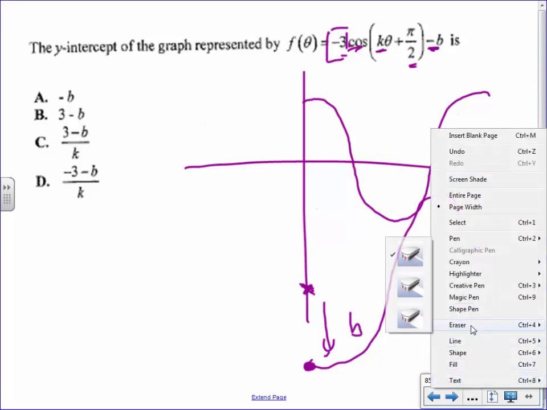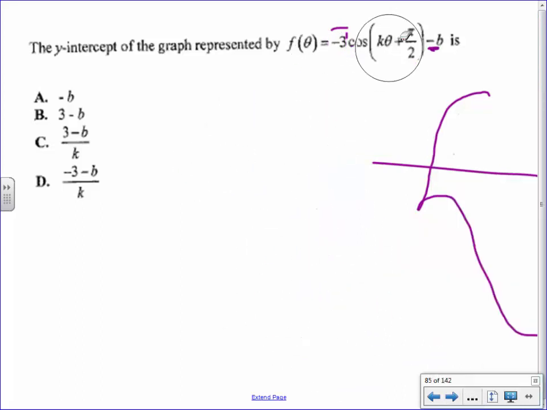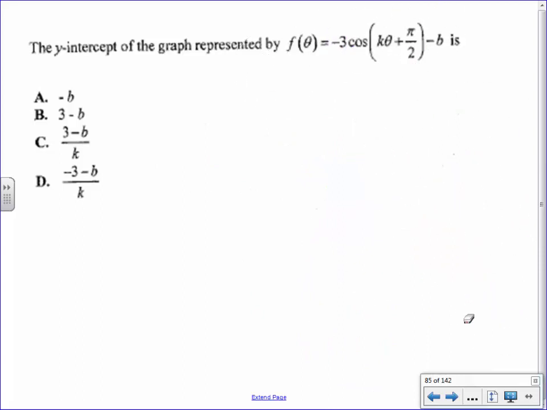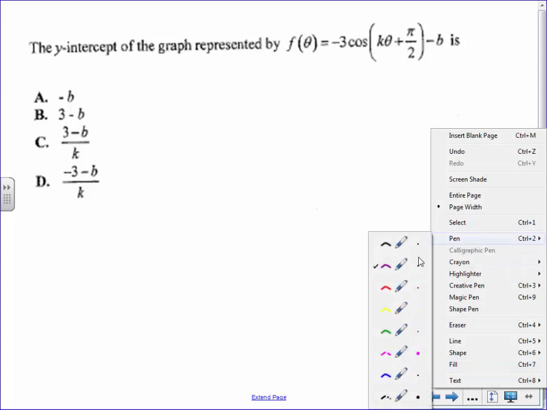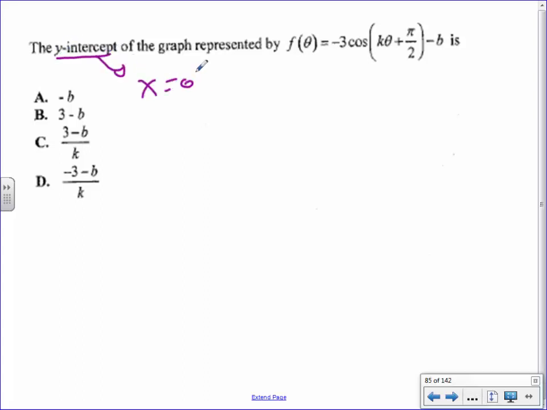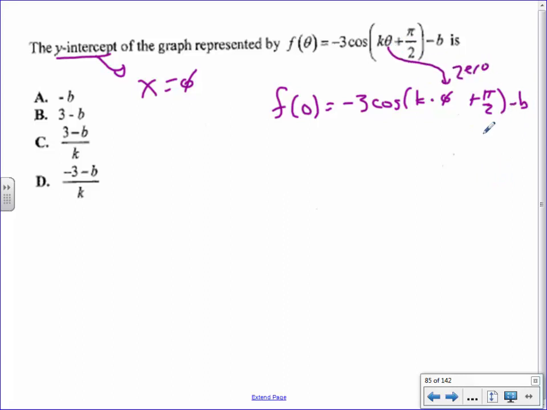What makes something a y-intercept? That's actually the key to solving this one. Although you can try to figure it out in other ways, a y-intercept means that x is 0. Only we're not using x here, we're using theta. So all I need you to do is go f of 0 is negative 3 cosine of k times 0 plus pi over 2 minus b. All I'm doing is replacing this with 0. What's k times 0 going to be? It's useless. So what we're left with is negative 3 cosine of pi over 2 minus b.